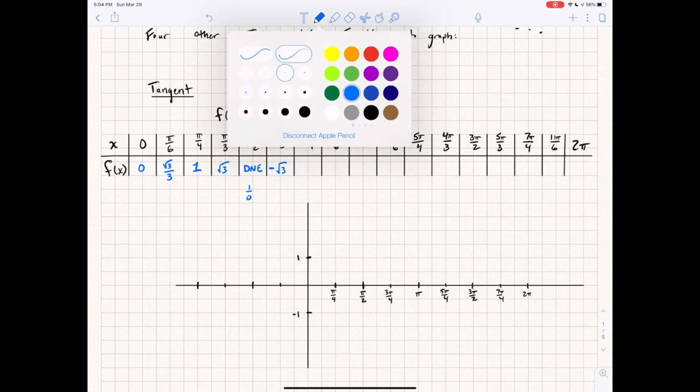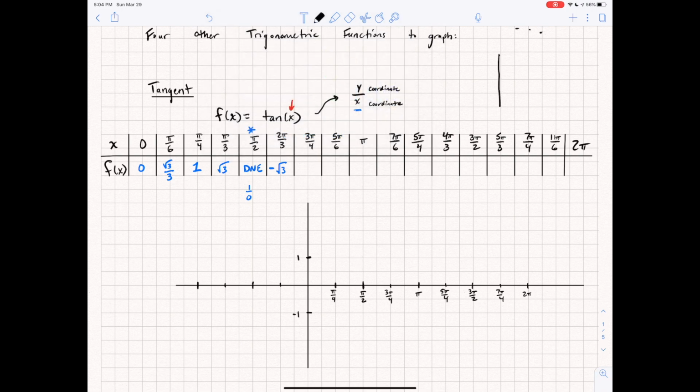Remember the trick from a week or so ago: All Students Take Calculus. This is telling me where and which trigs are positive. All of them are positive in the first quadrant, only sine is positive in the second, only tangent is positive in the third, and only cosine is positive in the fourth. So because 2 pi over 3 is in the second quadrant, this answer will be negative radical 3.